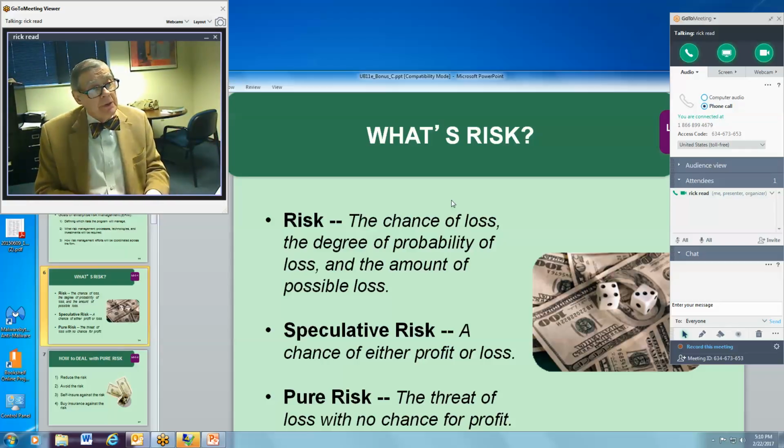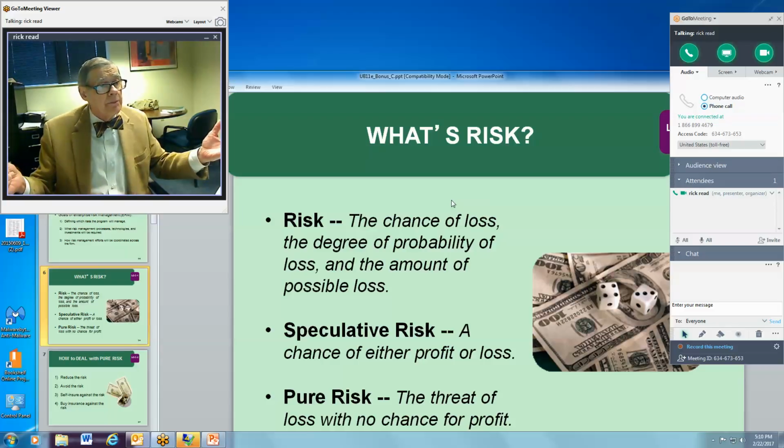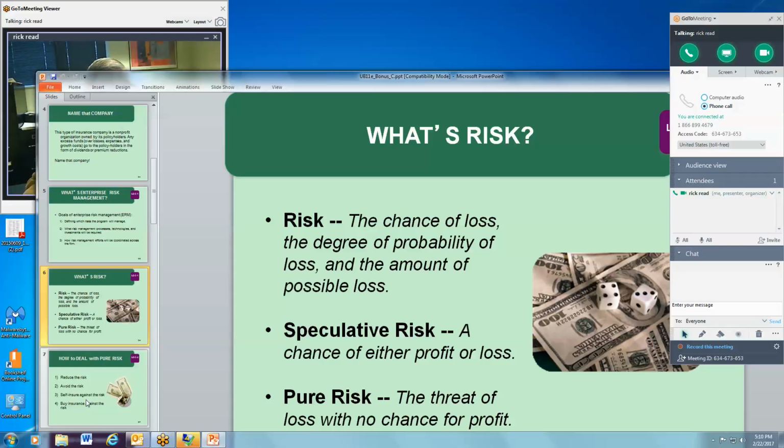Pure risk means you're going to lose everything. You haven't got a chance in the devil of being able to recover anything. And notice the last thing, not going to be any profit. You're going to get your shirt taken away from you.